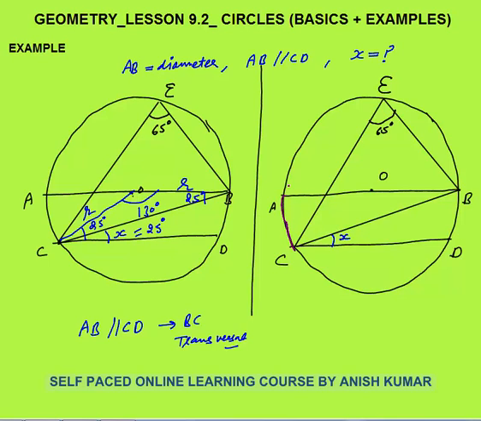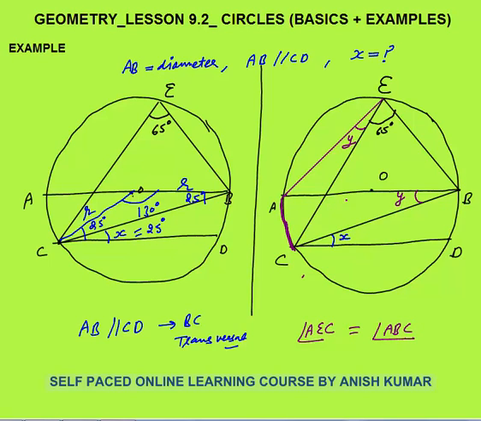You can join this AE. This angle is, let's say, Y. This angle will also be Y. This is also Y, because AC is subtending both angles in the same segment. These are the angles subtended by the same arc AC in the same segment.